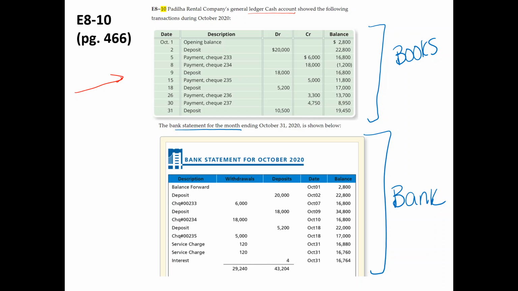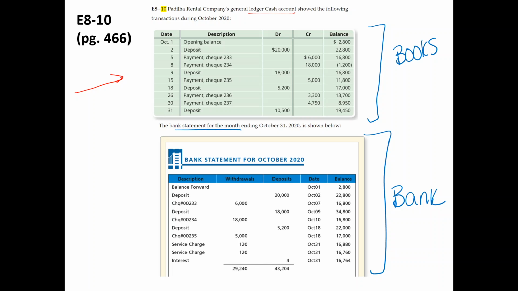So what you do is you actually look at both and you compare them to see what is in both places. And if it's there in both places, it's fine. We can just cross it off. Then we get down to what isn't crossed off because it's not on both the book side and the bank side. And those are our reconciling items that we need to pick up on the bank rec. So basically you just walk through, cross out what's in both places, and then see what's left, use it in the bank rec.